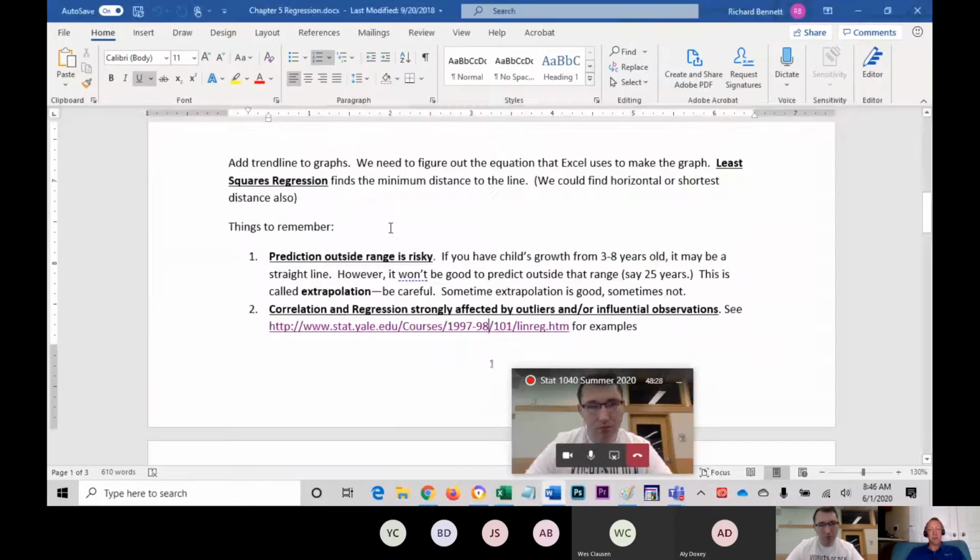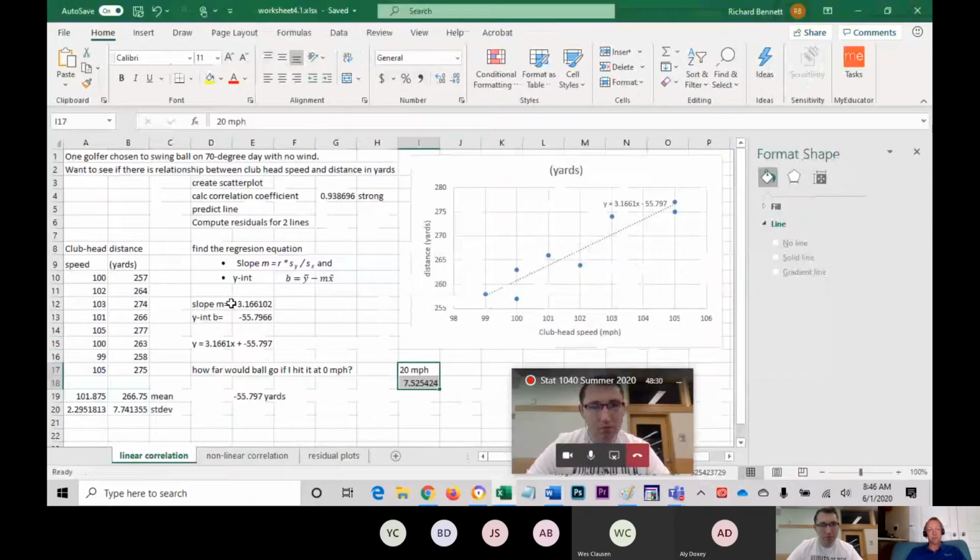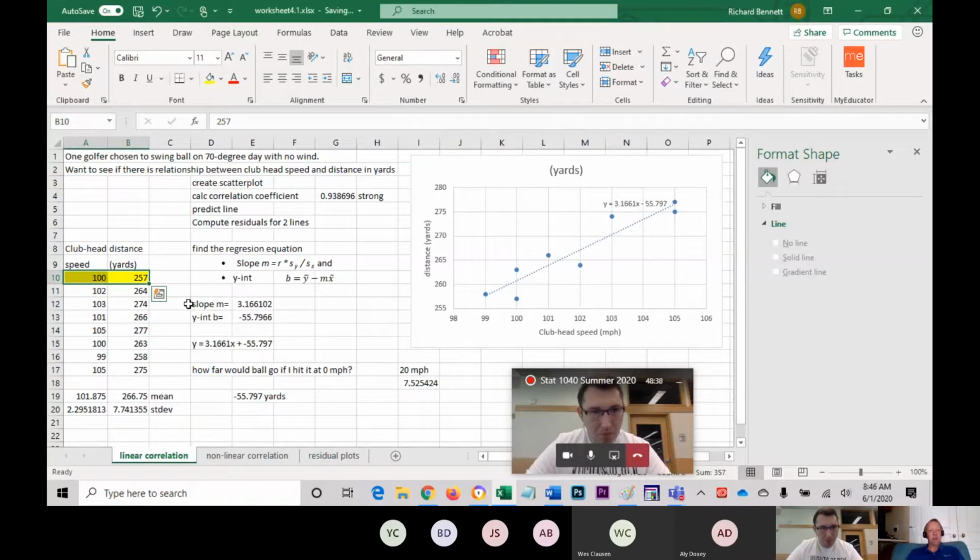The interesting thing is, let me back up a second. Now, you can see here twice: one time we hit it 100 miles per hour, and it went 257 yards, and another time we hit it 100 miles an hour, and it went 263 yards. And so that's these 2 points right here. So according to my chart, I would predict that it would have only gone 261 yards.